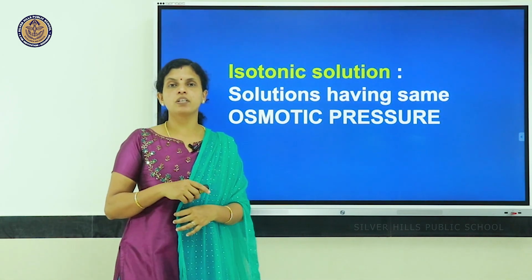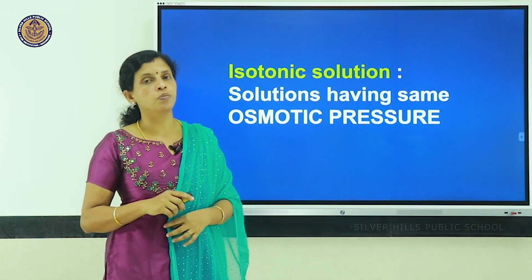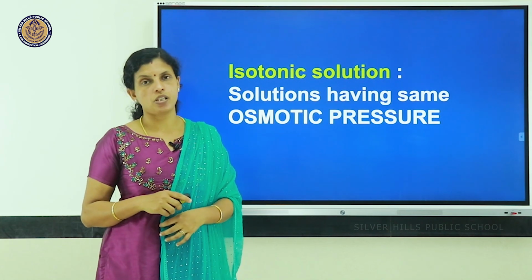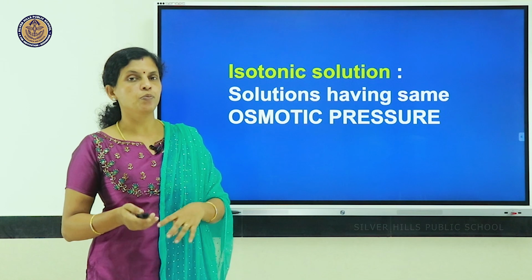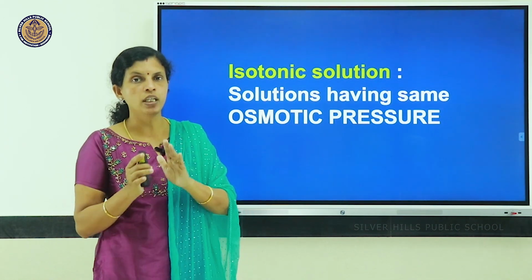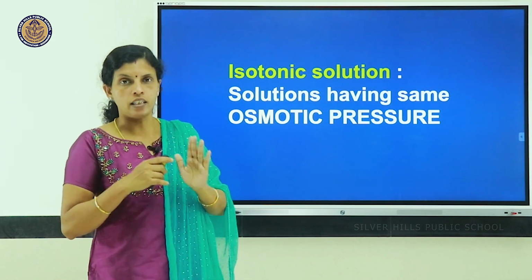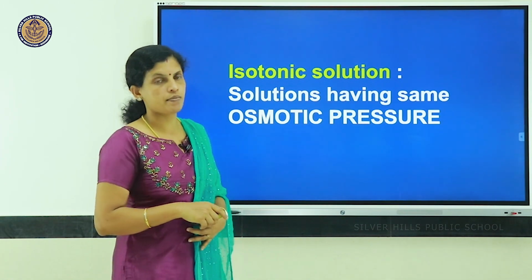Now, based on the value of osmotic pressure, there are three different types of solutions. The first one, isotonic solution. Isotonic solutions are solutions which have the same osmotic pressure. Let's consider two solutions, A and B. If the osmotic pressure of both A and B are equal, then the two solutions are called isotonic solutions.